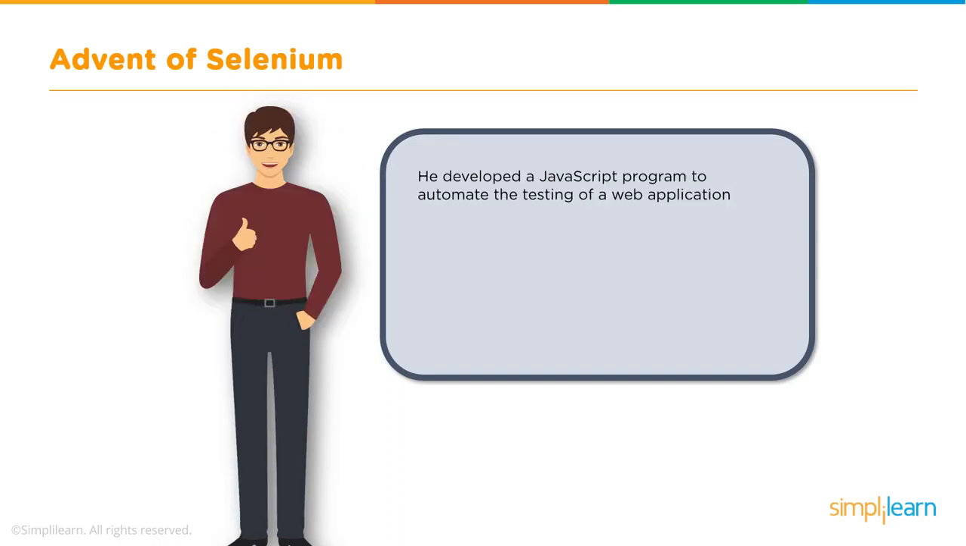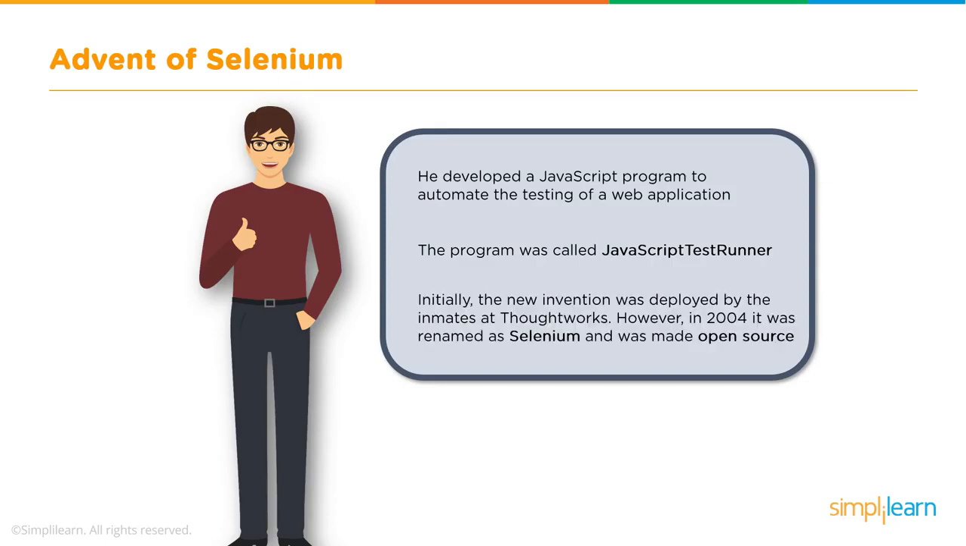He was working on a web application which needed frequent testing and he realized the inefficiency in manually testing his application repeatedly. So what he did was he wrote a JavaScript program that automatically controlled the browser actions and he named it JavaScript Test Runner. He also made this open source, which later was renamed Selenium Core. And this is how Selenium came into existence.